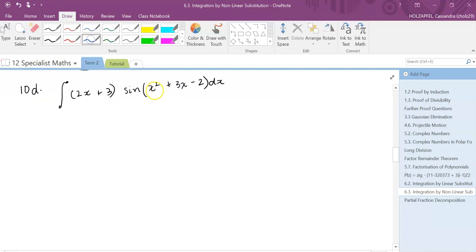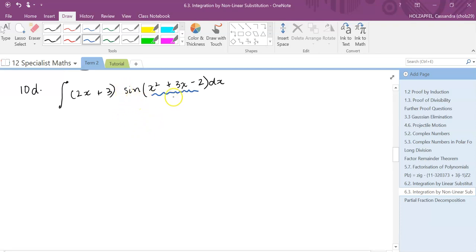Okay, again, I might just use some colors here just to help illustrate what I'm doing. So the first thing that I am going to do is I'm always going to let the inside function equal u. If you don't know what I mean by the inside function, by the way, I generally mean the function within the brackets. So the smallest level of brackets that you can get to.